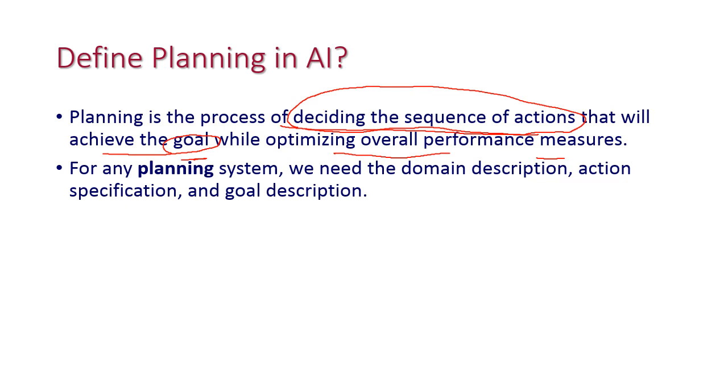We have a list of actions, but in which sequence should all the actions be executed to reach the goal state? This is the goal state, this is the initial state. Here in this environment we need to execute all the actions in a defined order to reach the goal state, which is called planning. For any planning system, we need the domain description, action specification and goal description. These three are important in any planning system.